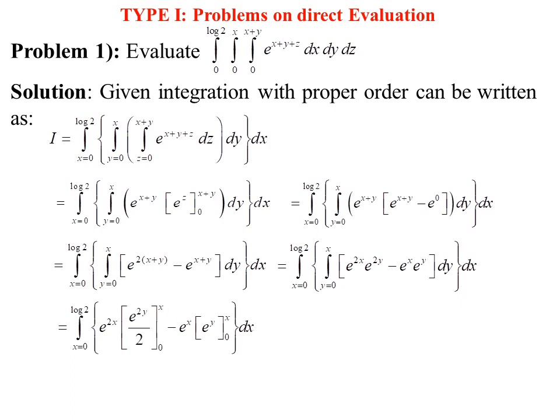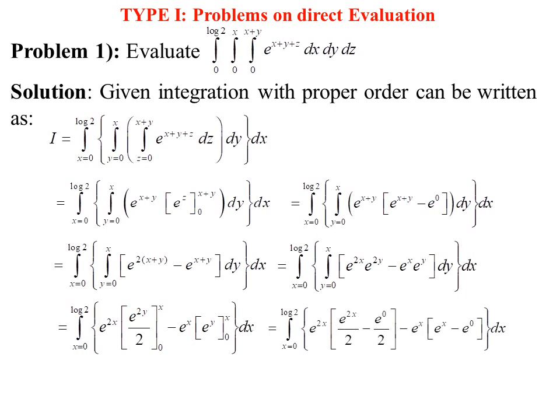Now, integration with respect to y of the first term of the square bracket: e raised to power 2x is constant with respect to y. So the integration of e raised to power 2y is e raised to power 2y upon 2, varying from 0 to x, minus e raised to power x as it is, and the integration of e raised to power y is e raised to power y varying from 0 to x, and then with respect to dx we have to integrate. So this integration will now simplify in the next step.